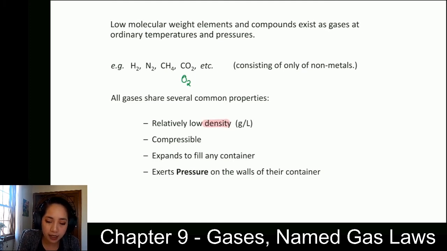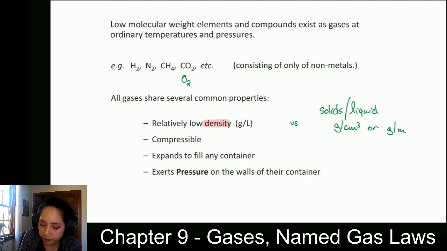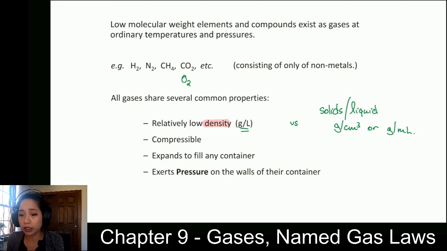We measure density of gases in the unit of grams per liter, versus, for solids and liquids, we've already kind of looked at this. Density of solids and liquids are oftentimes measured in grams per centimeter cubed, or grams per milliliter. But for gases, because they have low densities, we have to change the unit a little bit, grams per liter. So we're looking at a larger volume of sample and weighing that, versus solids and liquids are much more dense. So we look at a smaller volume of sample to get that mass. So yeah, gases have low densities, so they are measured in this unit instead.